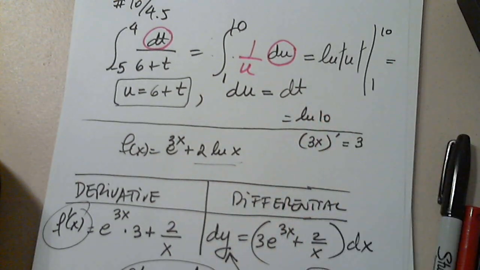How much is natural log 1? I think it's 1. Natural log 1. Put it in the calculator. If you forgot, it's okay. Put it in the calculator. Natural log 1. Is it 0? Exactly. Natural log 1 is 0.